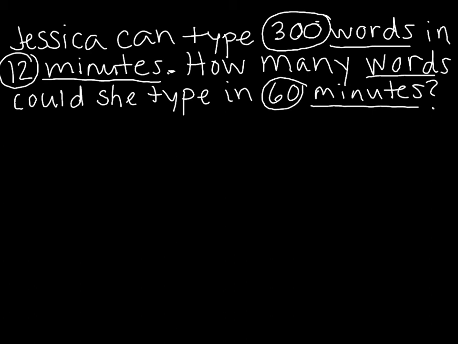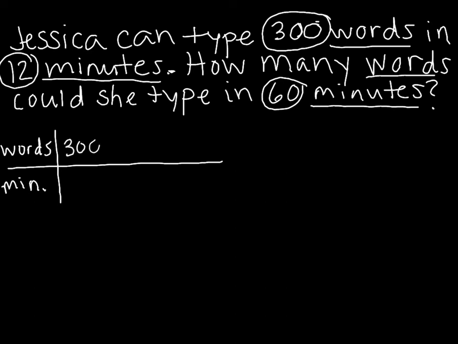So let's look at this table. Hopefully that'll make more sense what I just said to you when you see the table. We have words, and I'm just going to put min for minutes. Our first ratio that we're going to set up goes 300 words in 12 minutes. That's what we know from the problem. We're going to figure out how much can she type in 1 minute, and then we'll use that to help us figure out how many she can type in 60 minutes. So hopefully you can see why we want to get the 1 minute, then we can just multiply by 60 to get to 60 minutes.